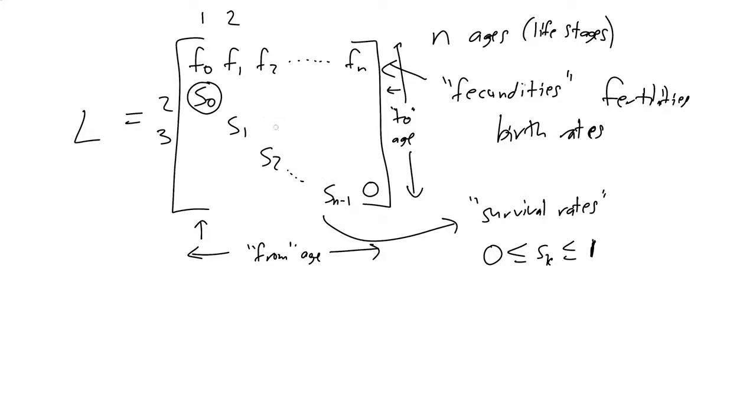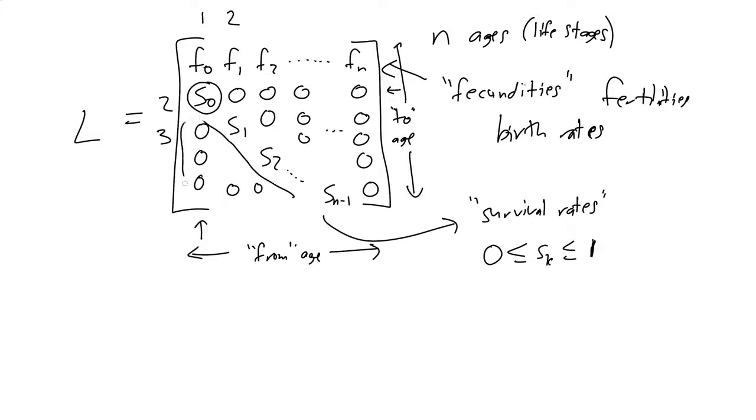So all the rest of the entries here, believe it or not, are 0 and must be 0 for this to be a valid Leslie matrix. And all of these must be 0, okay? So all of the entries except for the F's on the top row and the S's on the first sub-diagonal, that's what this is called.